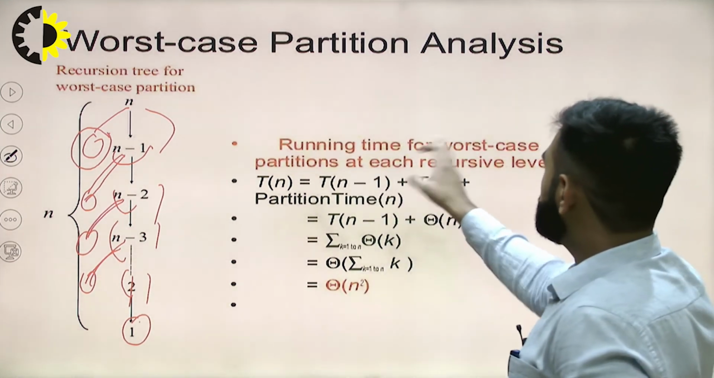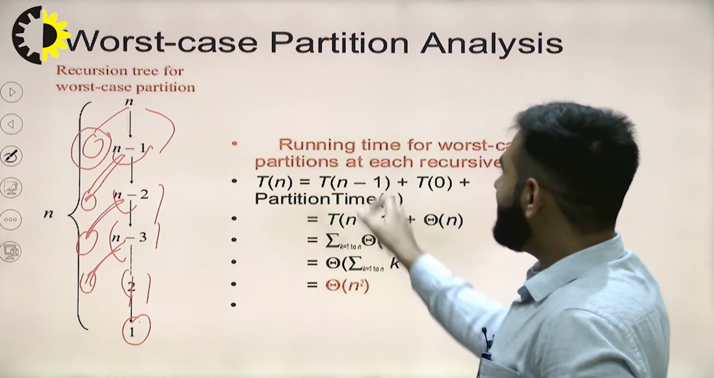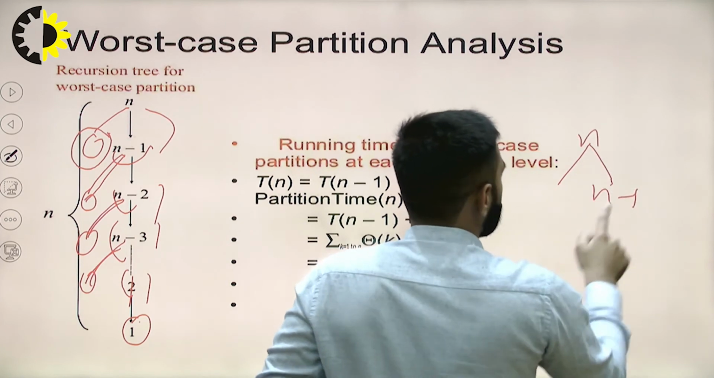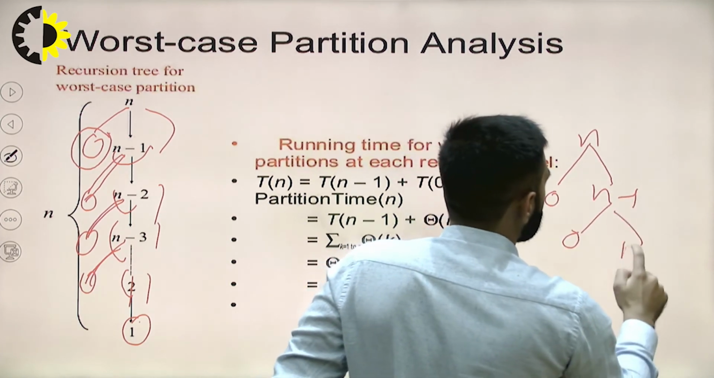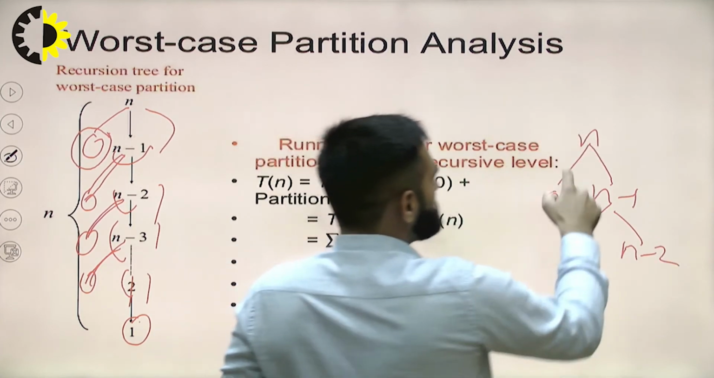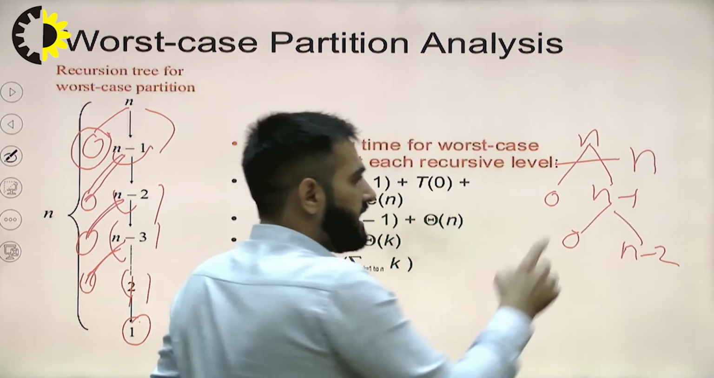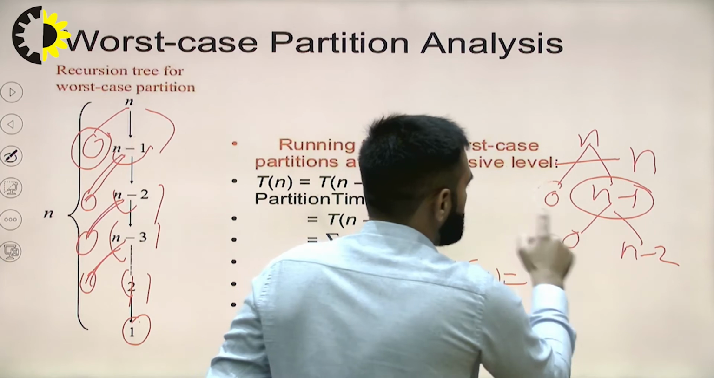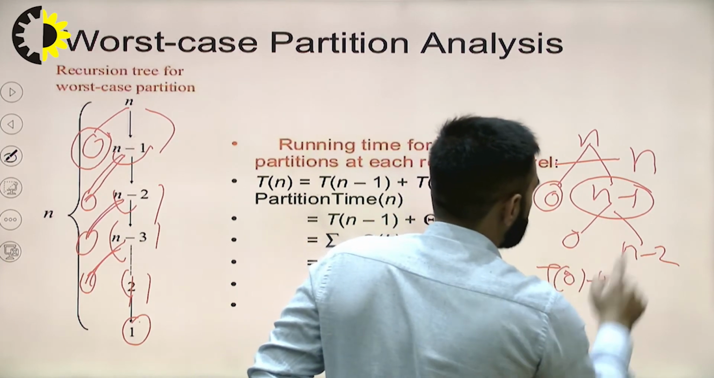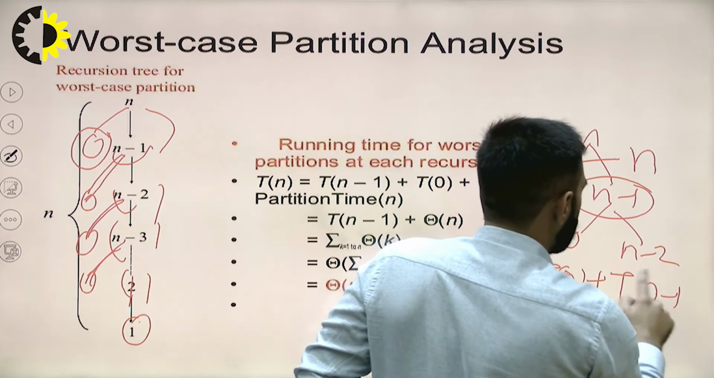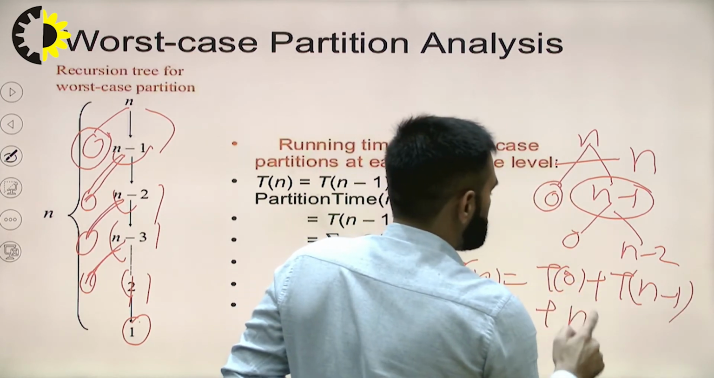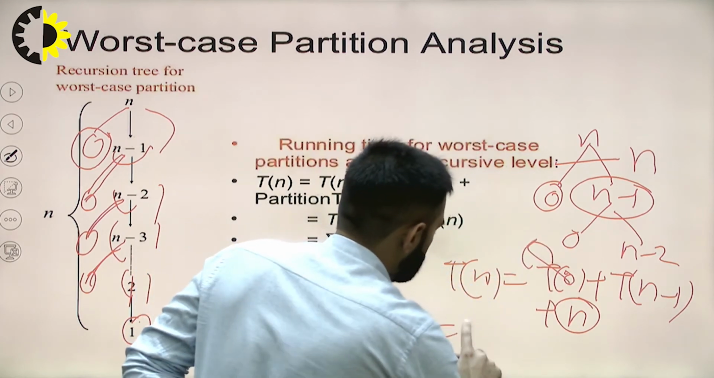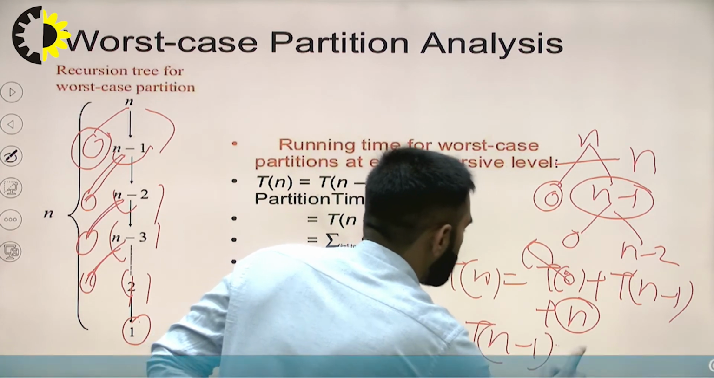So the running time for the worst case partitioning at each recursive level equals T(n-1). How is this possible? See, it is n-1, it is n. Again, 0, and n-2. So the partitioning will take n time. And this again, T(n-1). See, T(n) equals the total time. This is 0, plus this T(n-1), plus this partitioning time. So this is close to 0, constant. See this part, T(n-1) plus n.